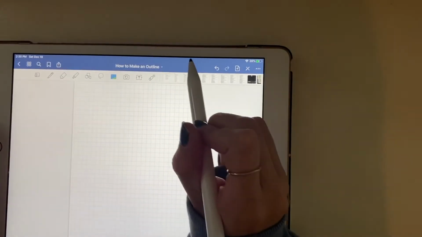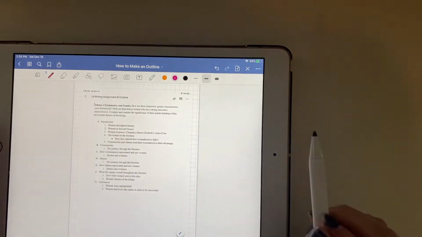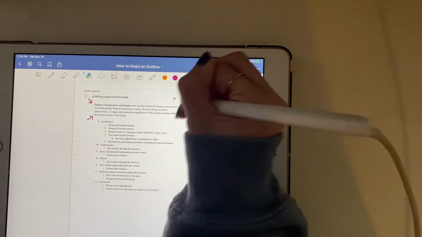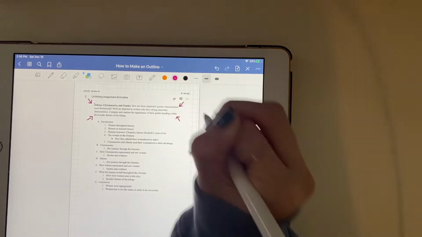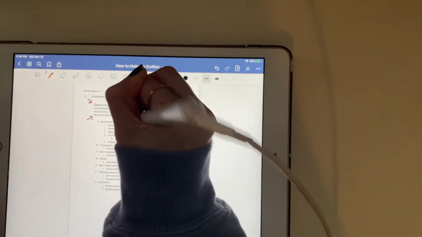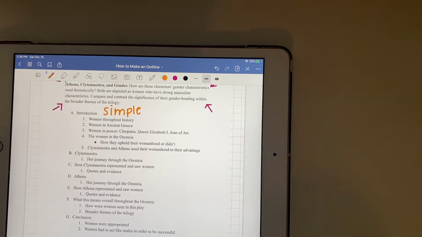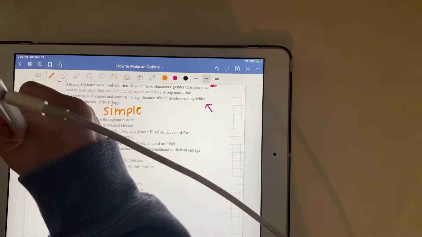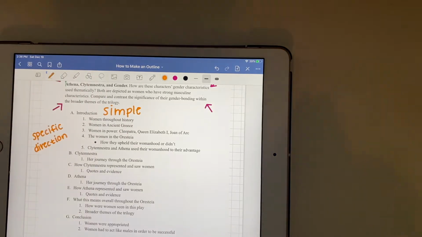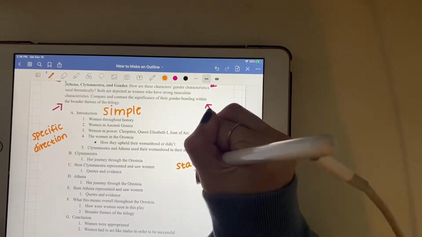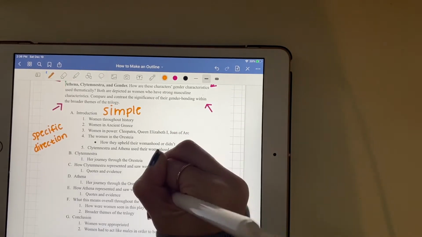This next outline was for the same class. The prompt again was very complex. My outline was still relatively simple, but allowed for a good direction for me to take my paper and followed the prompt very closely. This allowed me to stay on topic and allows my paper to flow. It was easy for me to follow while writing, but was also easy for my professor to follow when he read it as well.